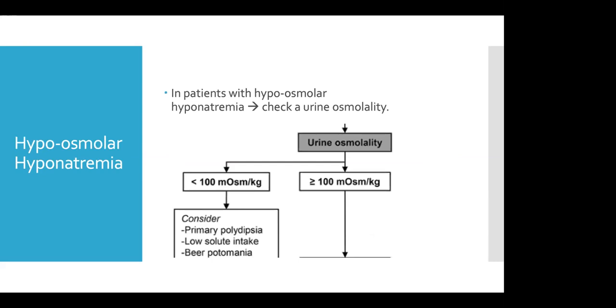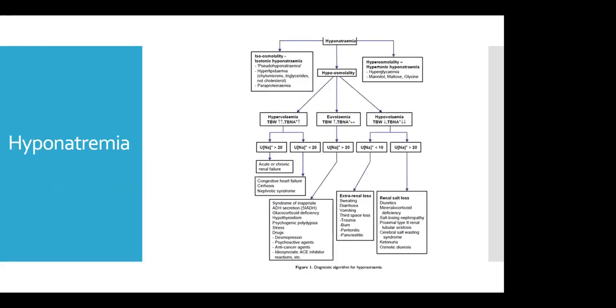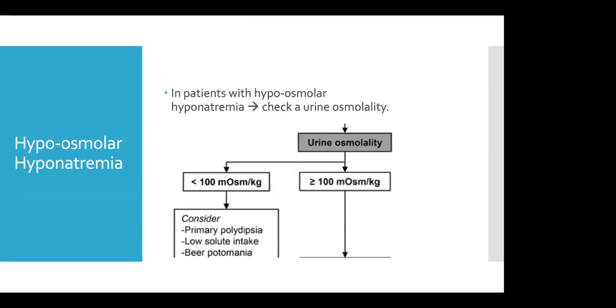So specific to hypoosmolar hyponatremia, which is what we're more worried about, the first next step in the first algorithm would have been to check their volume status. But in this schema, it's more lab-based at the beginning. So you check their urine osmolality. You want to know, is their urine dilute or not? If their urine is dilute, then you think of disorders like primary polydipsia, low solute intake, and beer potomania. If their urine is not dilute, then you continue down the pathway.